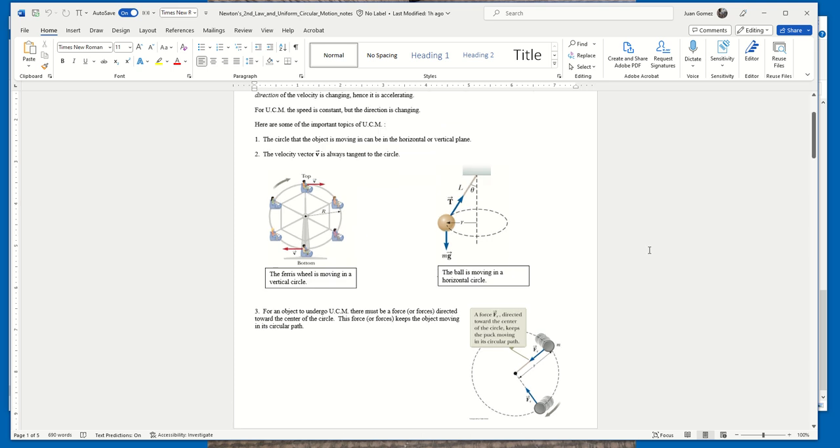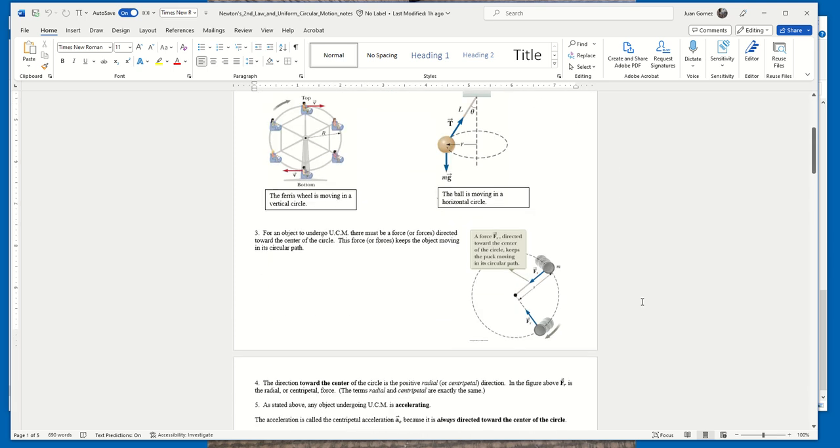Okay. Well, for an object to undergo UCM, there has to be a force or forces. In other words, there has to be one or more forces that keep the object moving in the circular path.